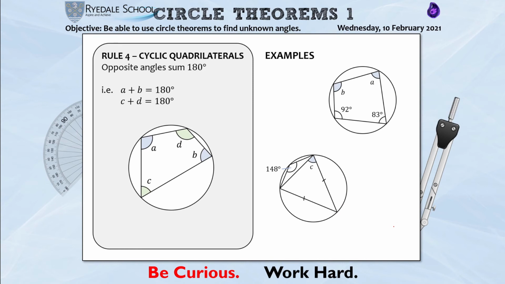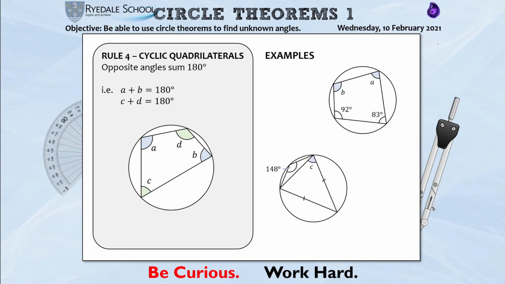Rule number 4 is to do with cyclic quadrilaterals. Now this one has an official name, so this is quite often one that they will get you to explain in words because it isn't quite so difficult to remember. You've just got this phrase cyclic quadrilaterals. And the opposite angles in a cyclic quadrilateral have to add up to 180. They're not the same, they add up to 180. It has to be all 4 corners, all 4 vertices on the circumference of the circle for this to work.